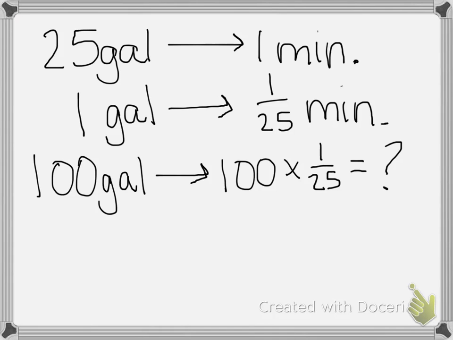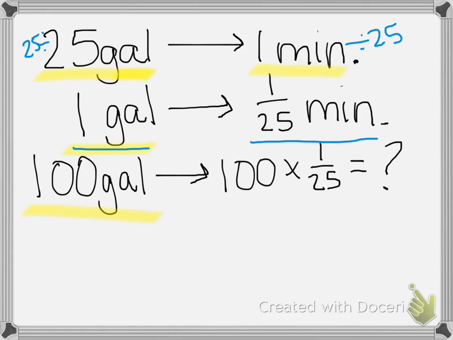For our second question, if I can fill 25 gallons in 1 minute, then we can also find out what 1 gallon can equal, because I want to know how many I could fill for 100 gallons. So 25 gallons equals 1 minute. If we divide each side by 25, that will give us 1 gallon, but it gives us 1/25 of a minute.